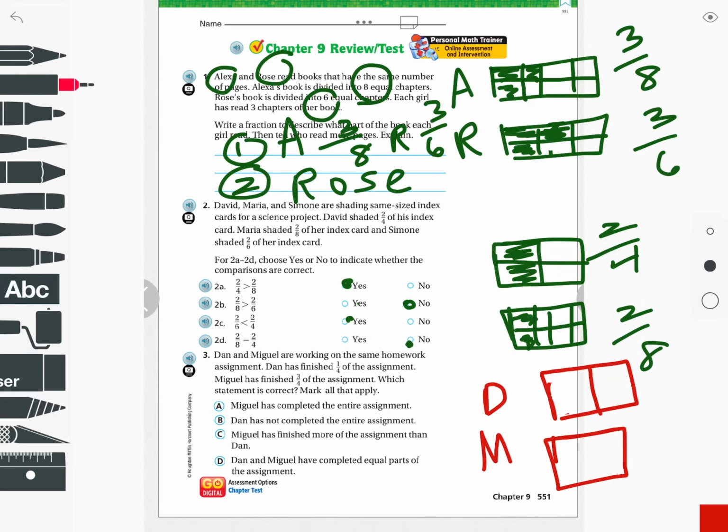Dan has finished 1/4, so I'm going to color in 1/4 for Dan. And Miguel has finished 3/4. So color in 3/4. He finished 3/4. I apologize for my sloppiness, but I'm using my finger. So now this will make it easy for me to answer the questions. I'm going to mark all that apply.